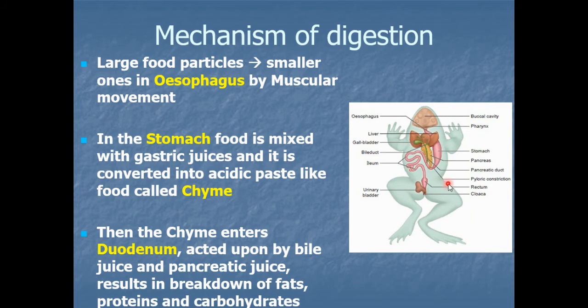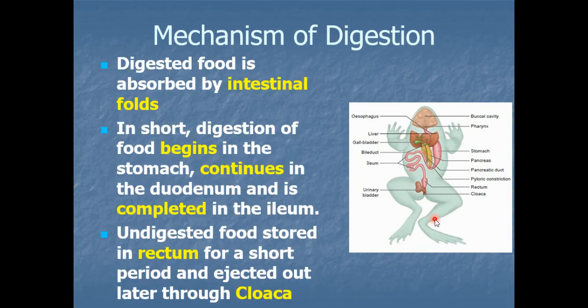And there it is converted into smaller pieces. And that is further pushed into the stomach where it is mixed with gastric juices. And it is converted into acidic paste-like food called chyme. This chyme enters the duodenum. And what happens in the duodenum? You have the secretions from the gallbladder through the common bile duct, and secretion from the pancreas into the duodenum. So the chyme is acted upon by these juices, which results in the breakdown of fats, proteins and carbohydrates.